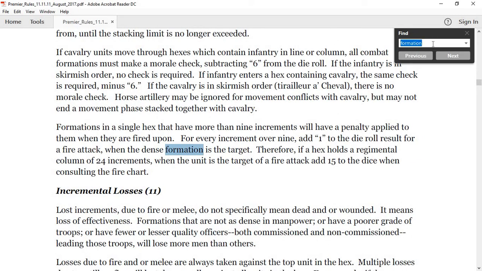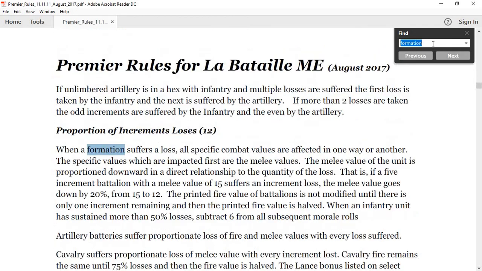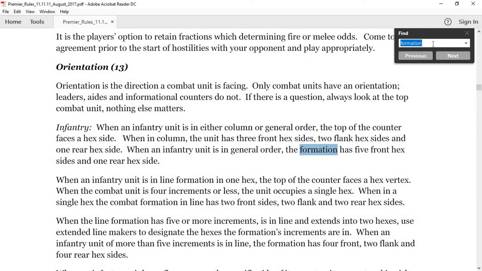Alright, the density of a formation as a target. When a formation suffers a loss, all specific combat values are affected in one way or another. The specific values which are impacted first are the melee values. When an infantry unit is in general order, the formation has 5 front heads. Blah blah blah. This is orientation. When an infantry unit is in line formation in one hex, so there are at least 2 different but also expected definitions or meanings of the term formation.